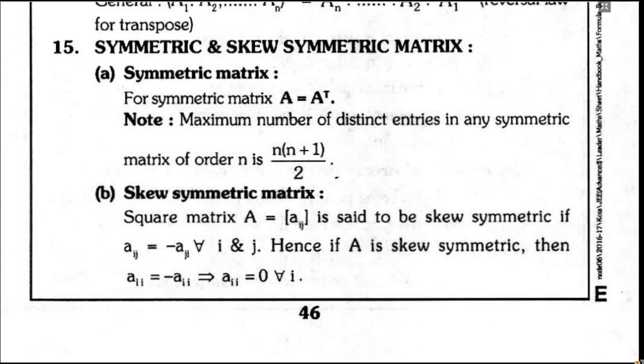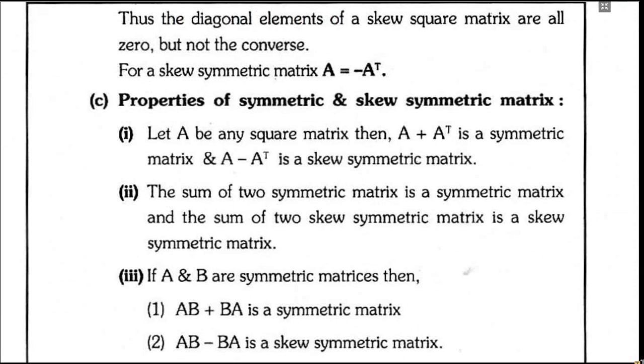Skew symmetric matrix: a square matrix A equal to Aij is said to be a skew symmetric matrix if Aij equal to minus Aji for all i and j. Hence, if A is a skew symmetric matrix, then Aii equal to minus Aii, which implies that Aii is 0 for all i, meaning the diagonal elements of a skew symmetric matrix are 0. Thus, the diagonal elements of a skew symmetric matrix are all 0, but not the converse. A skew symmetric matrix has A equal to minus A transpose.